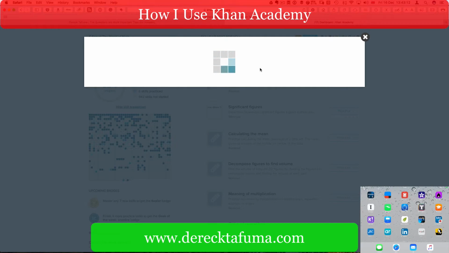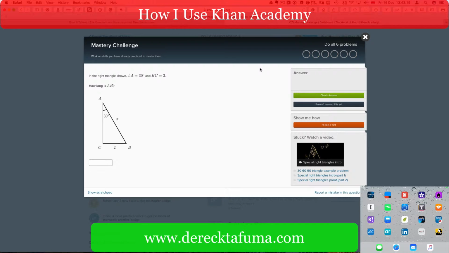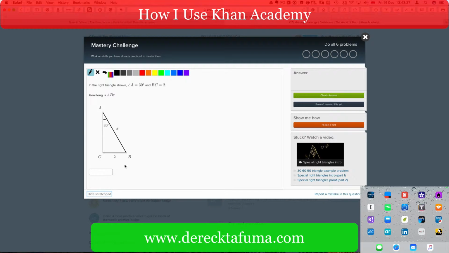Okay, this is the sort of questions that you get from what I've been doing. So calculating the length of AB, and that is x, and you're given 2 there, so you're going to say x is the hypotenuse, so it's going to be the opposite side over the hypotenuse. 2 over x is sine 30. Okay, I'm tempted to do this one already. 2 divided by x is equal to sine 30. So x is equal to 2 divided by sine 30 degrees.